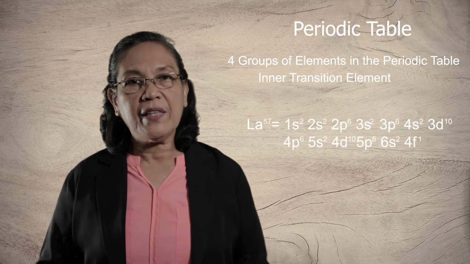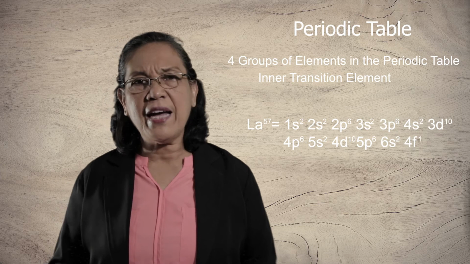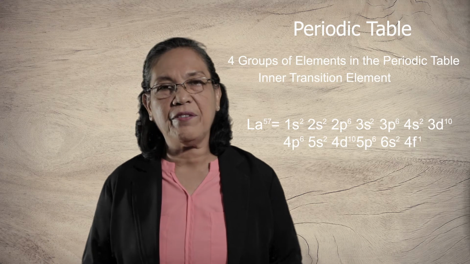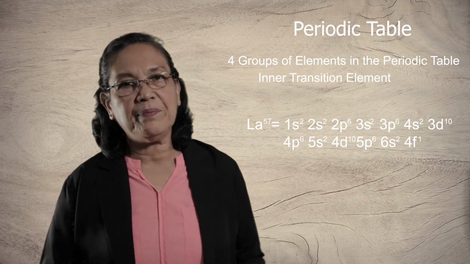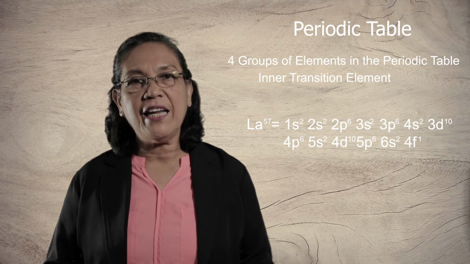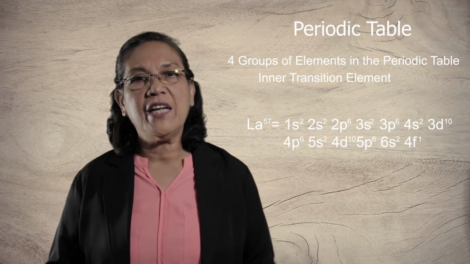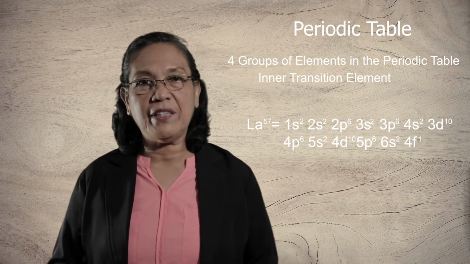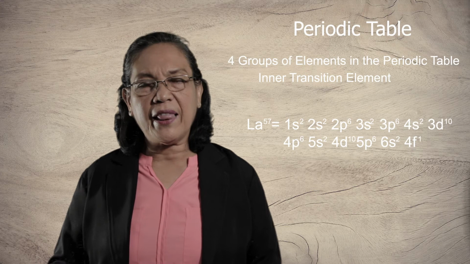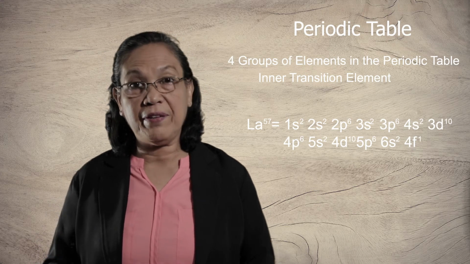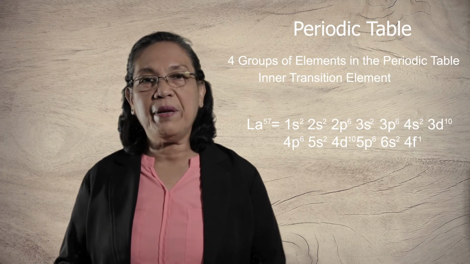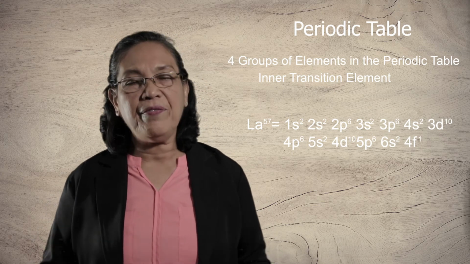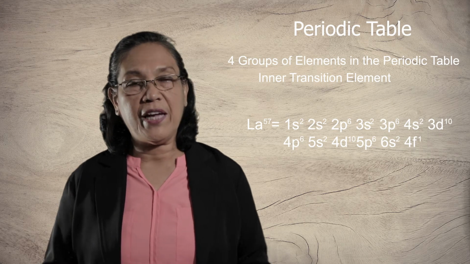For example, lanthanum. Lanthanum has 57 electrons. If you make an electronic configuration of lanthanum, you can find that the last electron, which we call the differentiating electron, is distributed to the f orbital of the fourth energy level. So what must be the 3 energy levels which are incompletely filled up with electrons for lanthanum? These are the 6th energy level, the 5th energy level, and the 4th energy level.